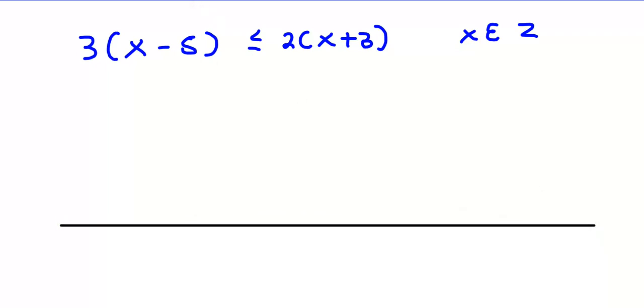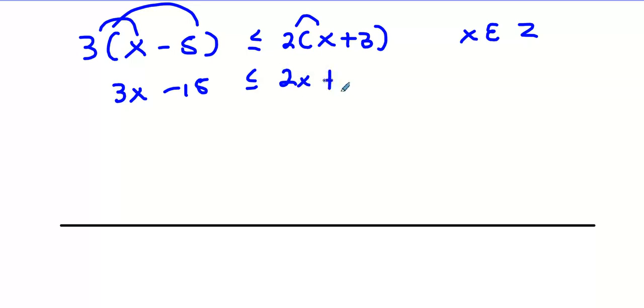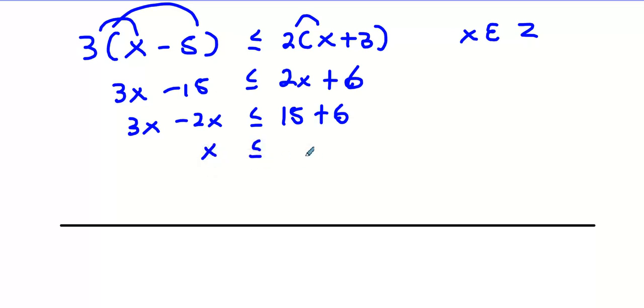Step 1, multiply it out. So what do we get? Less than or equal to? Okay. Move the x's to the left and the numbers to the right. So 3x take away 2x is x, and 15 plus 6. X is smaller than or equal to what? 21. Well, lads, look at this.